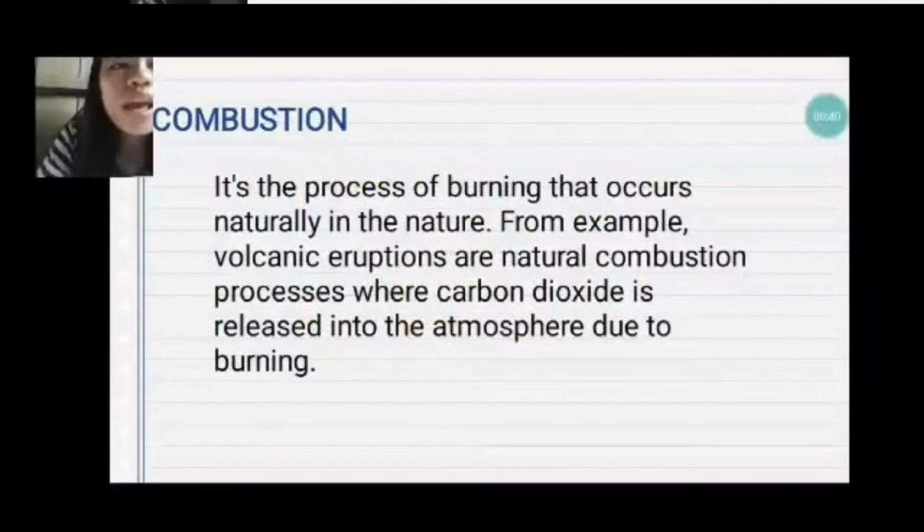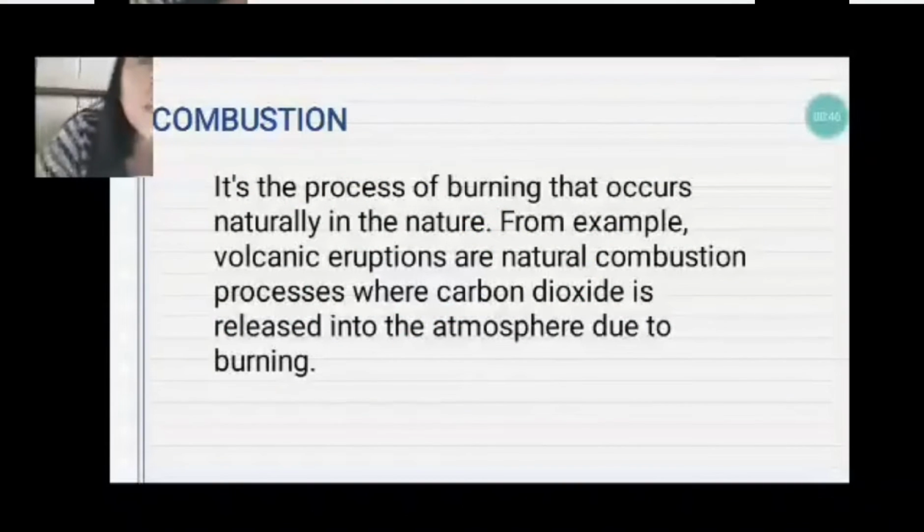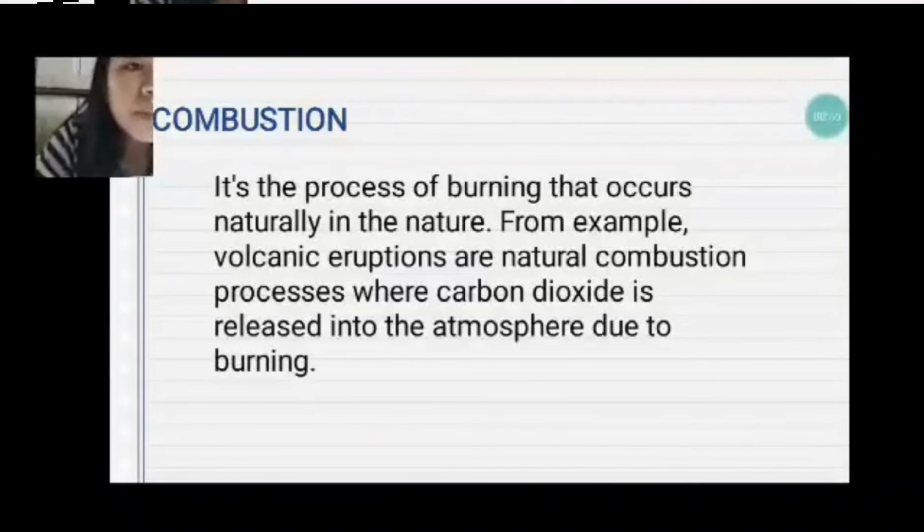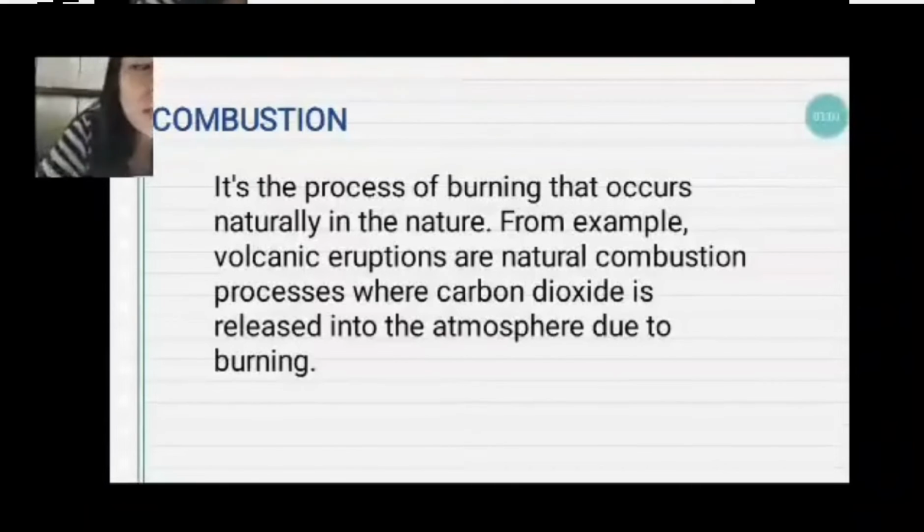Next, combustion. It is the process of burning that occurs naturally in nature. For example, volcanic eruptions are natural combustion processes where carbon dioxide is released into the atmosphere due to burning. So, nowadays, there are many environmental pollutants that cause an increase in the amount of carbon dioxide in the air. This includes cars, factories, burning of woods, coals, and etc.